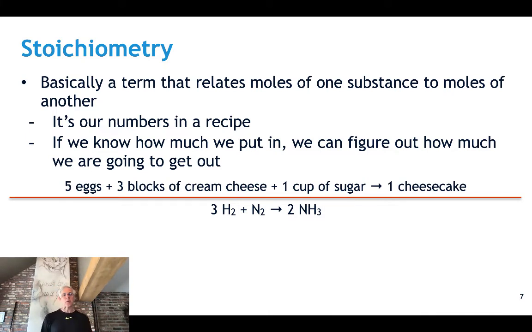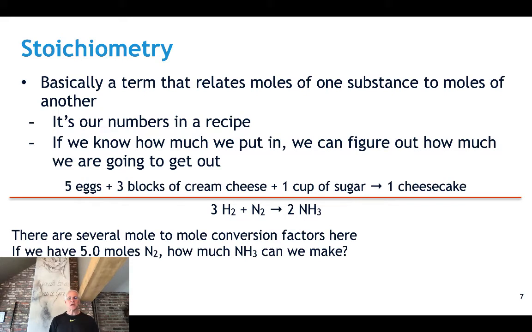Let's look at an actual chemical reaction here. Now we'll look at the ammonia. 3H2 plus N2 goes to 2NH3. There's lots of different conversion factors here that go from moles of one thing to moles of another. So let's say we have 5 moles of N2. We want to know how much NH3 can we make, assuming we have all the H2 that we need.